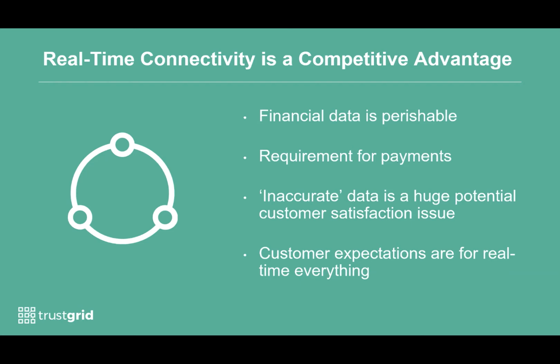That data is perishable. Old financial data isn't that helpful. Anytime we're dealing with payments, there's going to be some write transactions going on. A customer that logs in to check an online balance and sees data from last week is not going to be real happy. And customer expectations drive it, right? Everything has to go faster. Everything is moving faster. Everything is getting closer to real time, from your Amazon delivery to your banking data.